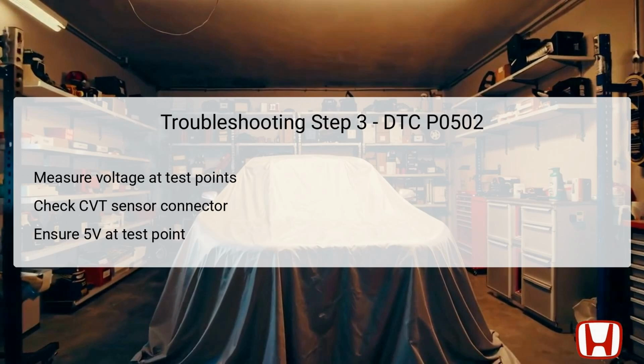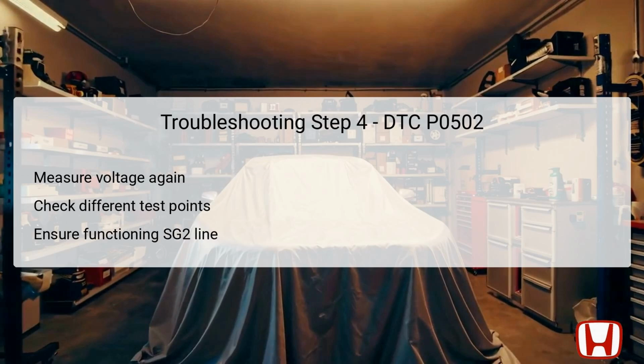What you are looking for here is an approximate voltage of 5 volts. This voltage confirms the power supply is reaching the sensor as intended. If the measurement indicates around 5 volts, proceed to the next step, verifying that the VCC2 wire is intact. However, if the voltage differs, it points to possible open wiring issues that require immediate attention.